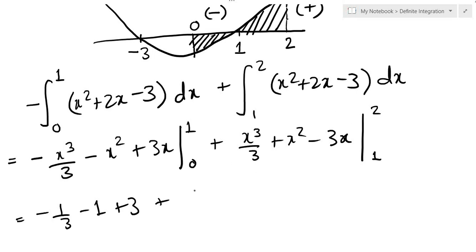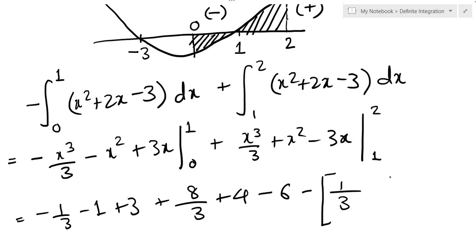So 2 cube is 8, 2 square is 4, 3 2s are 6, minus, then I'm plugging in 1 here. So 1 by 3 plus 1 minus 3. Yeah.